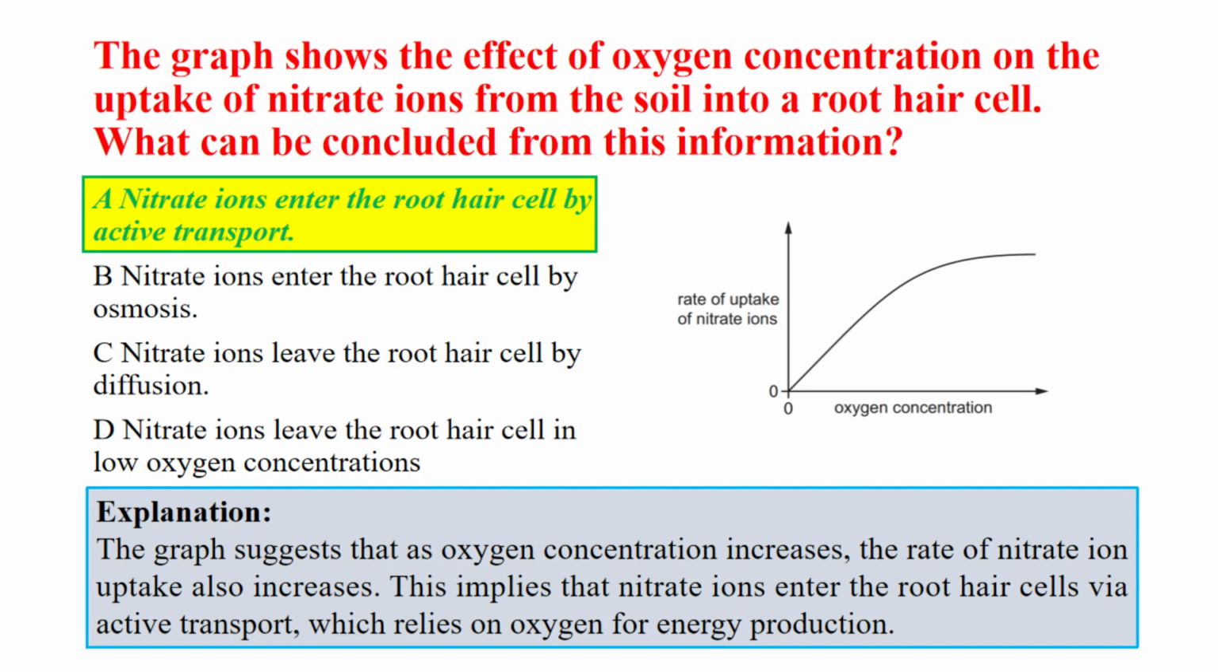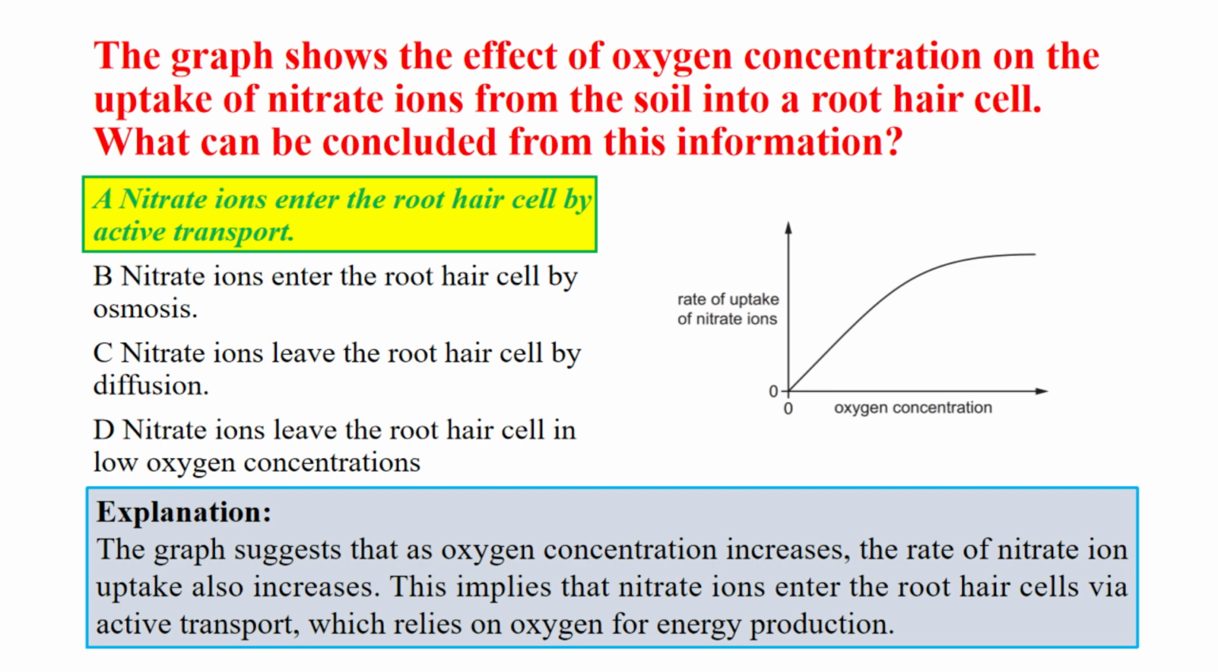In this question, let's analyze how oxygen concentration affects the uptake of nitrate ions by root hair cells. The graph shows that as oxygen concentration increases, the rate of nitrate uptake also increases. What can be concluded from this information? Options: A, nitrate ions enter the root hair cell by active transport. B, nitrate ions enter the root hair cell by osmosis. C, nitrate ions leave the root hair cell by diffusion. D, nitrate ions leave the root hair cell in low oxygen concentrations.